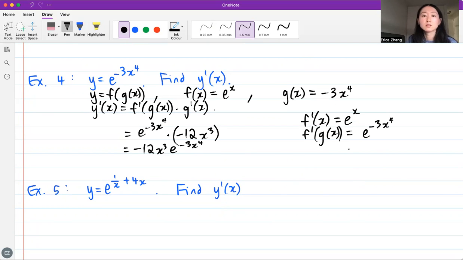Okay, and again, we could have just looked at our original function and gone, okay, y prime of x is equal to a derivative of e to the power of anything. You just first write down e to the power of anything multiplied by the derivative of that thing, which is -12x to the power of 3. Okay, and you can see that this is the same as this. So instead of 5 lines of writing, you have 1 or 2.